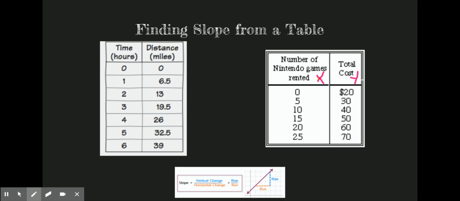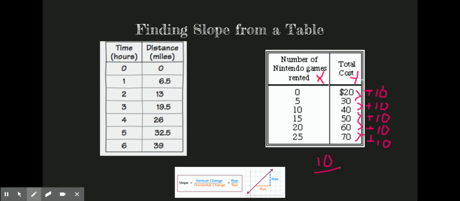So what is happening? What is my change in y? Well, I went from 20 to 30, which is plus $10. I went from 30 to 40, which is plus $10. I went from 40 to 50, which is plus $10. And this is going 50 to 60 and 60 to 70. So clearly my change in y is going to be positive 10.